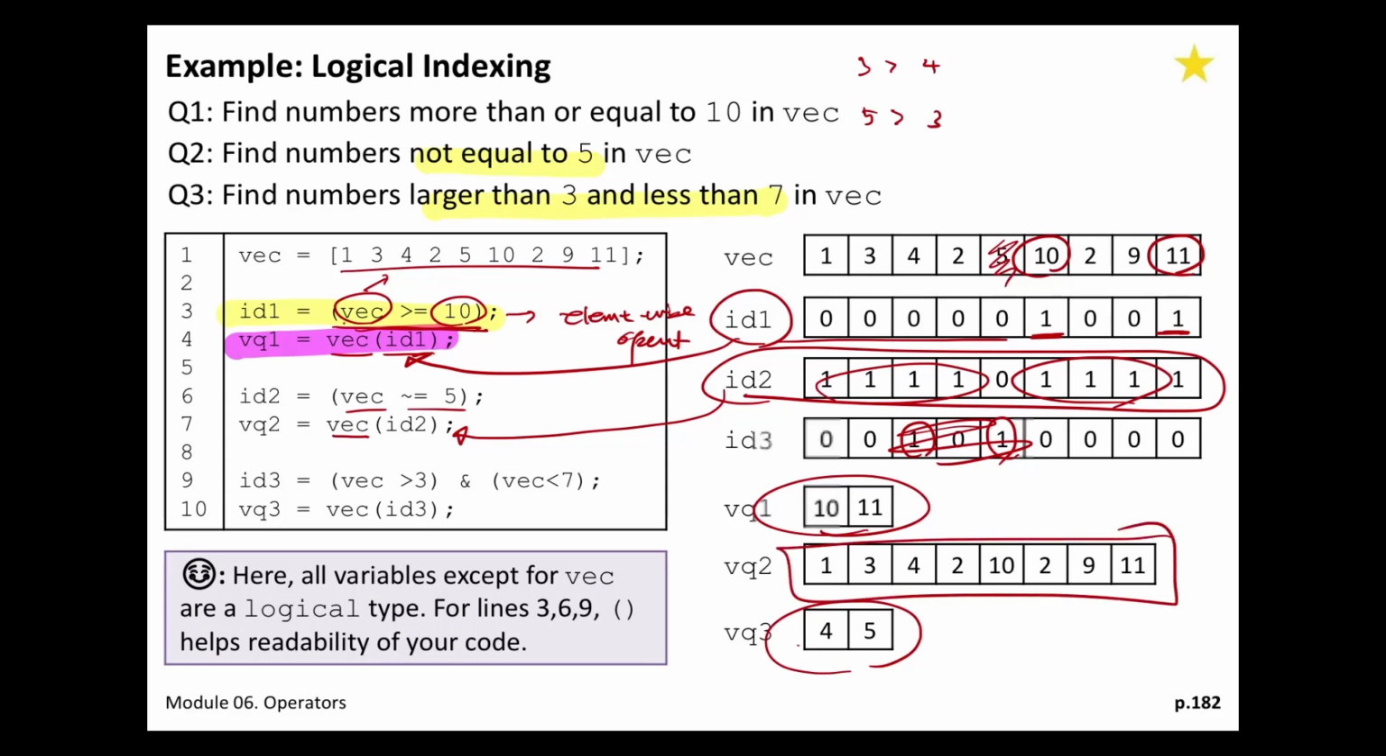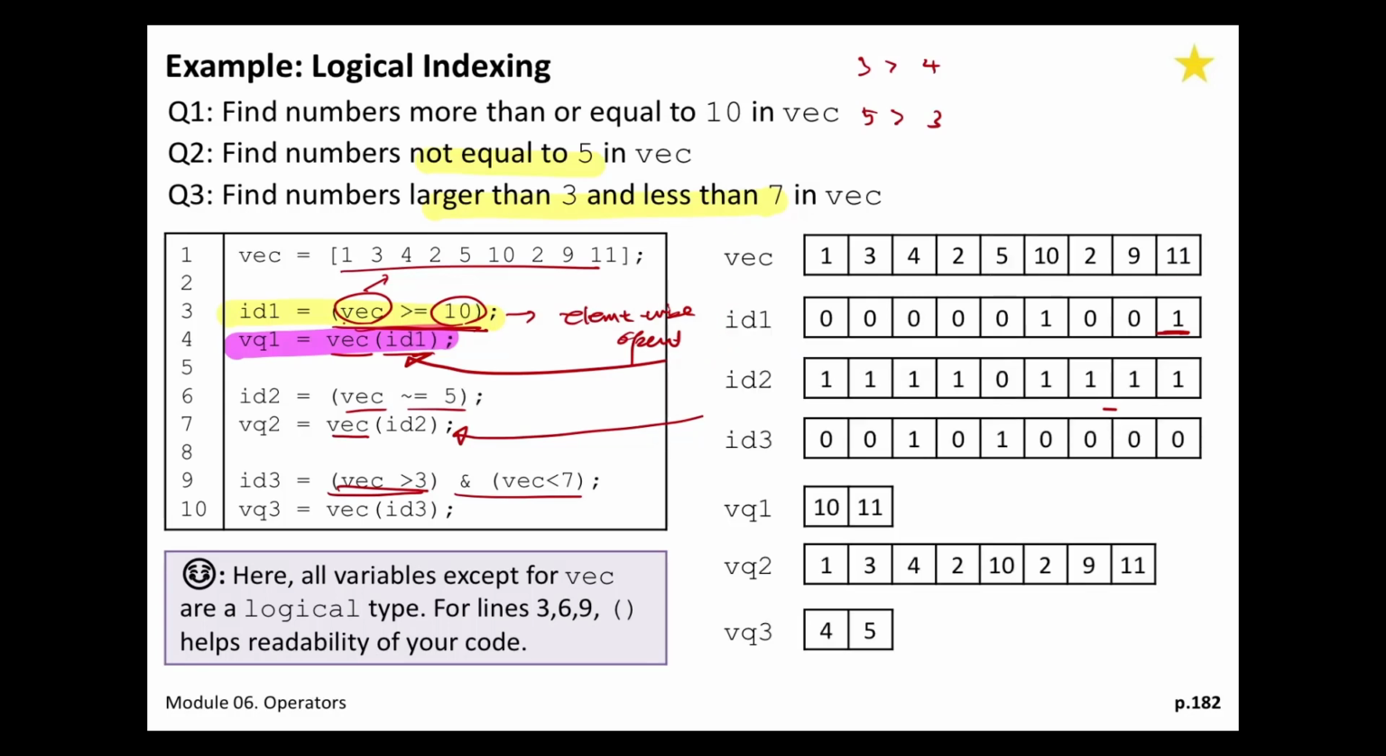Then this one. You can design this like a multiple condition statement. Okay, so here vector larger than 3 is okay. Okay, so the first term is vector is larger than 3, right? Here's the vector 0, 0, 0, 1, 0, 1, 1, 0, 1, 1, right? That is this term. And this term is vector is smaller than 7. That is 1, 1, 1, 1, 1, 0, 1, 0, 0, right?